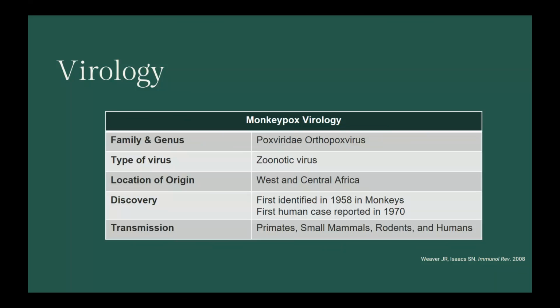And then for transmission, it is believed to be primarily in rodents initially, due to the virus being isolated from several animal species. There has been animal to human transmission through bites and scratches. However, the definitive animal reservoir has not officially been identified.